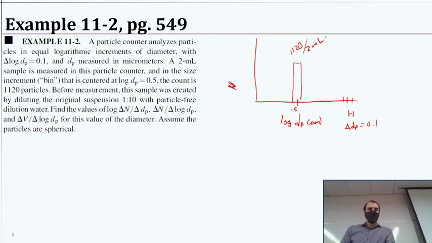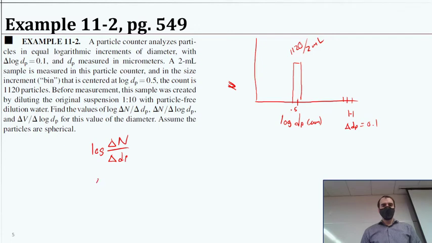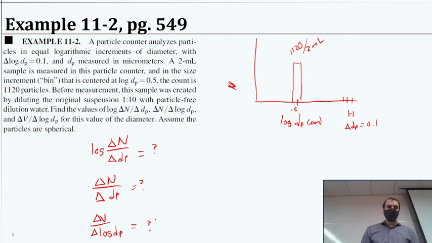Before measurement, the sample is created by diluting the original suspension 1 to 10 with particle-free dilution water. Find the values of delta N per delta log dP, as well as just delta N per delta dP, and also delta V per delta log dP, for this value of the diameter. Assume particles are spherical.